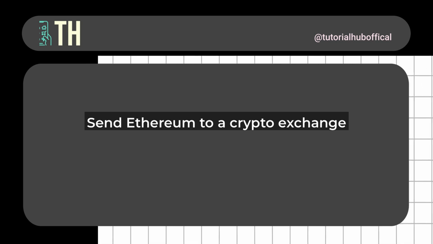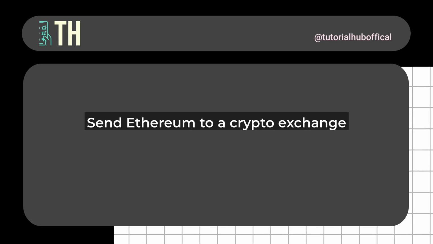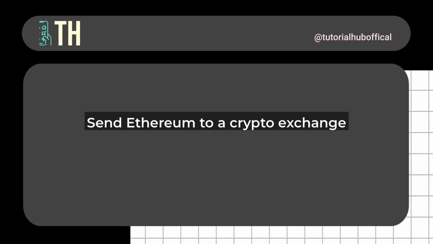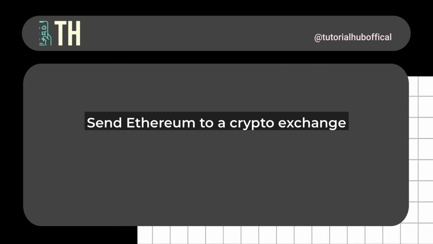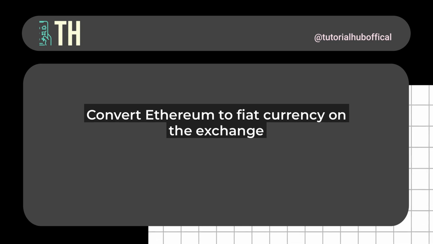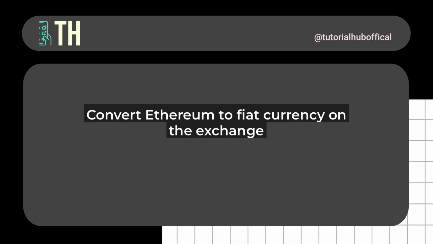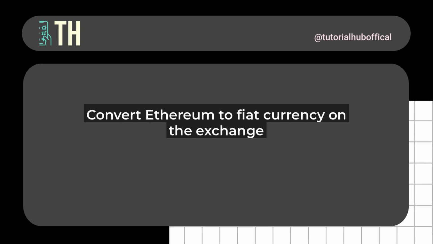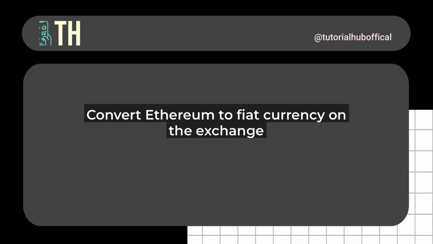Step 1. Open your Trust wallet app and navigate to the Ethereum wallet. Tap on the Send button, enter the amount of Ethereum you want to transfer, and send it to your exchange wallet. For example, if you're using Coinbase, copy your Ethereum wallet address from there.